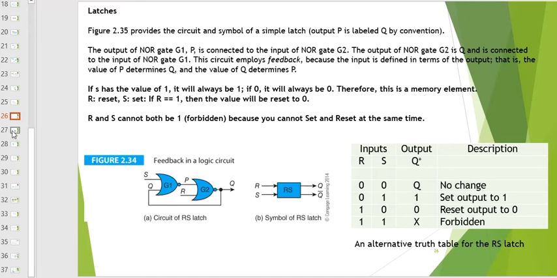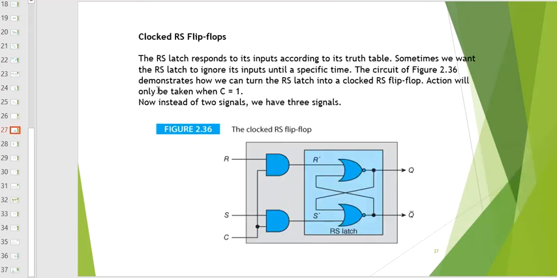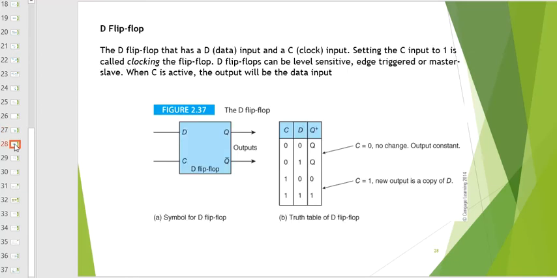Now, if you go to the next slide, this is called a clocked RS flip-flop. When you add a clock signal to a latch, it becomes a flip-flop. That's the difference. A latch does not have a clock signal, while a flip-flop has a clock signal.